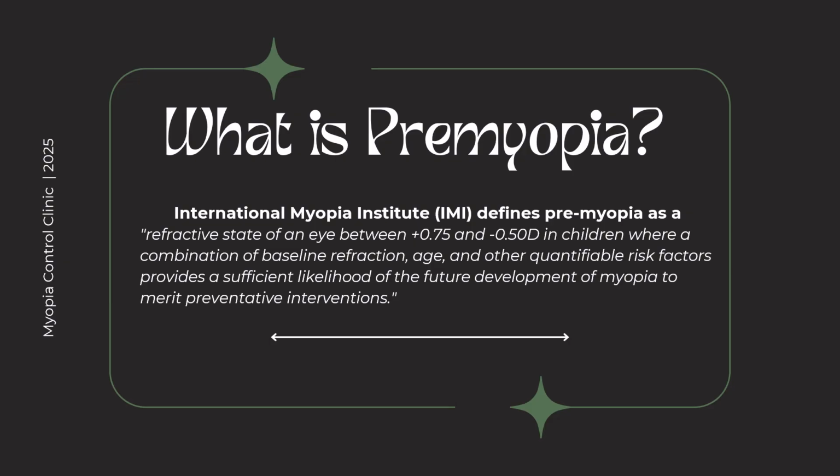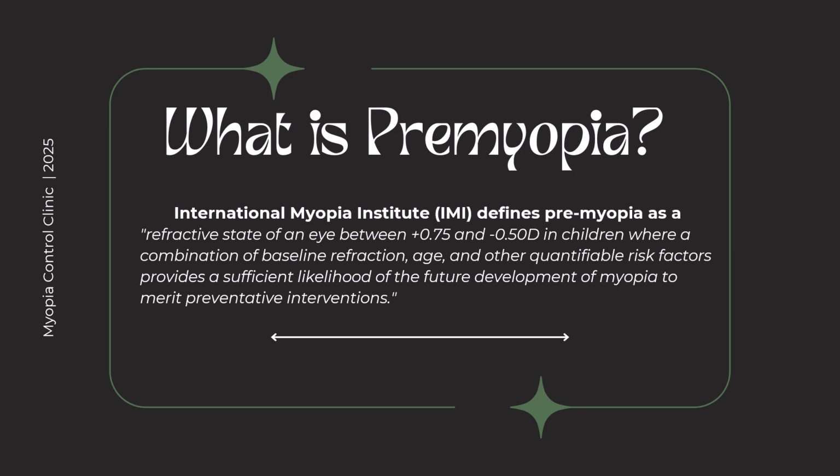So what exactly is premyopia? In one of their articles, the International Myopia Institute has defined premyopia as a refractive state of an eye between plus 0.75 diopters and minus 0.5 diopters in children, where a combination of baseline refraction, age, and other quantifiable risk factors provide a sufficient likelihood of the future development of myopia to merit preventive interventions.